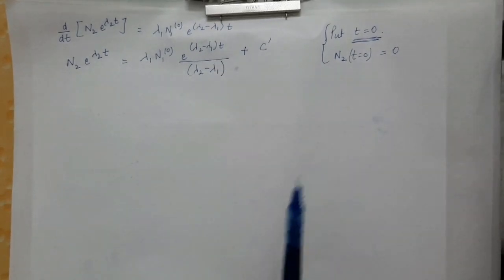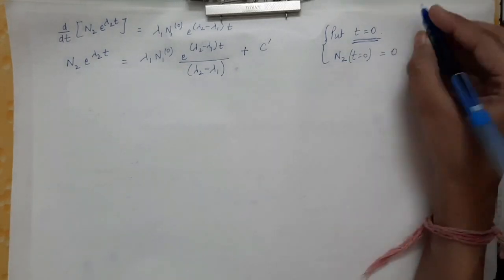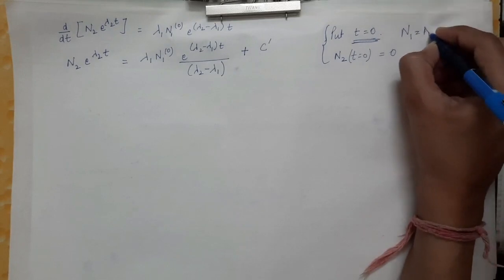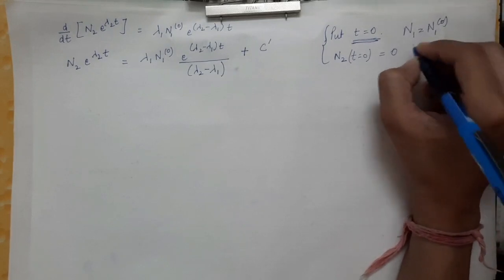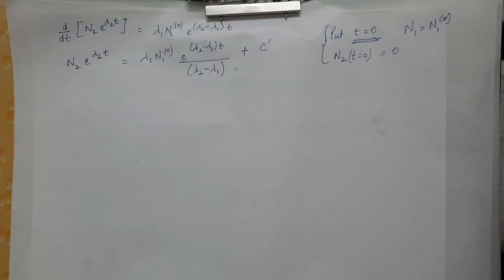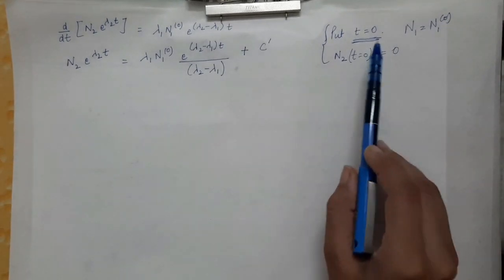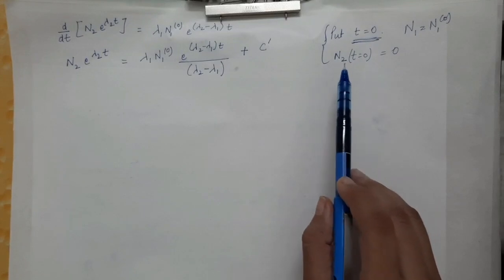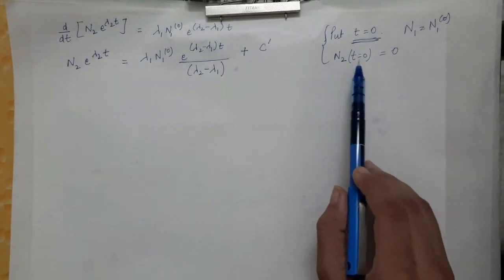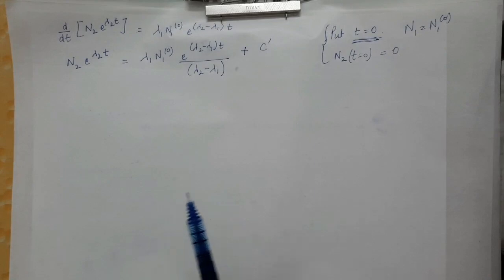All nucleides which are present in the sample are of the parent nucleide. So in that case, n1 will be equal to n10. So the parent nuclei when t is equal to 0 is equal to n10, which is the maximum number, and simultaneously there is no daughter nuclei. So n2 at t equal to 0 will be equal to 0.